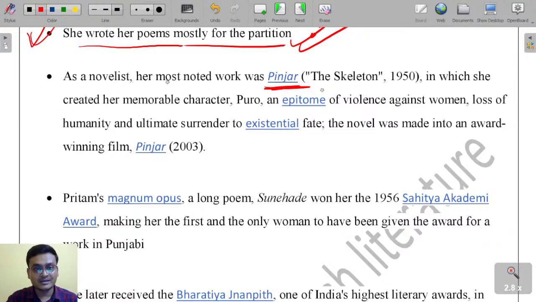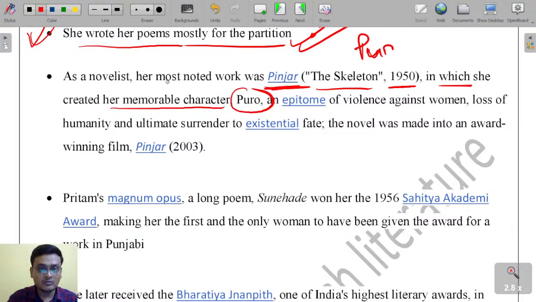That is, translated into English, The Skeleton, in 1950, in which she created a memorable character, Puro. So you see, Puro is a character created by Amrita Pritam in her novel called Pinjar. In English it is called The Skeleton, published in 1950, in which she created her memorable character Puro.